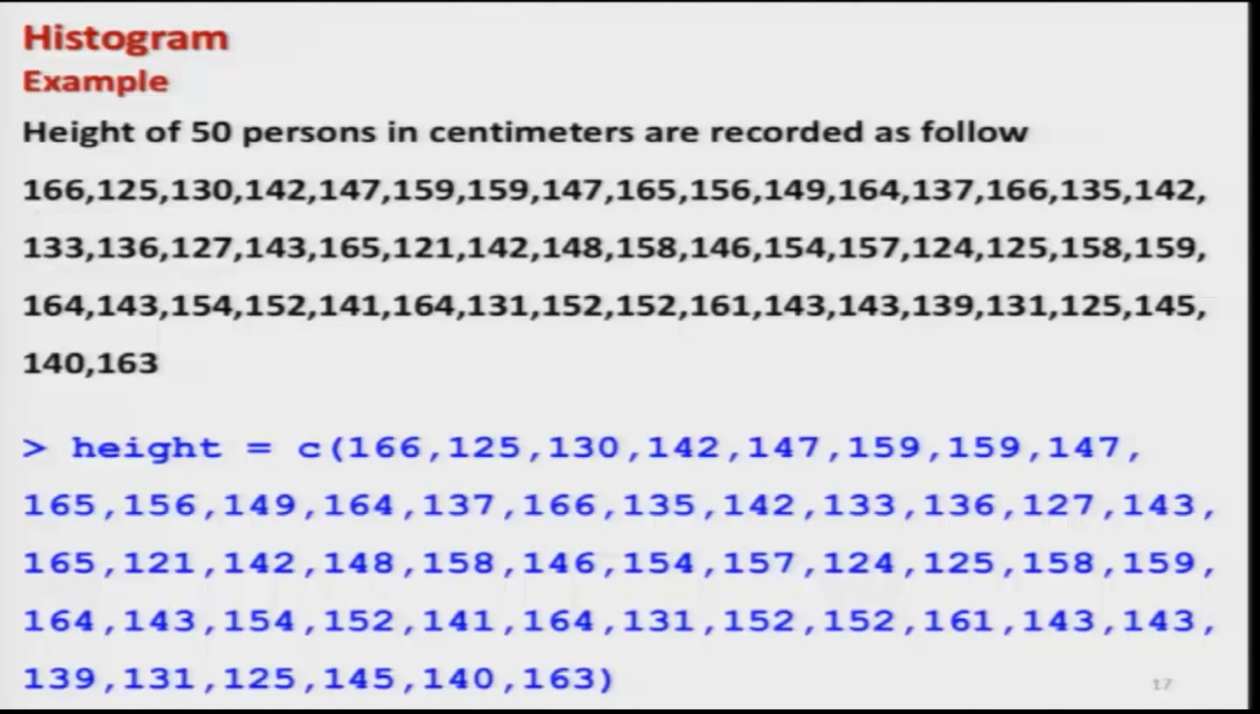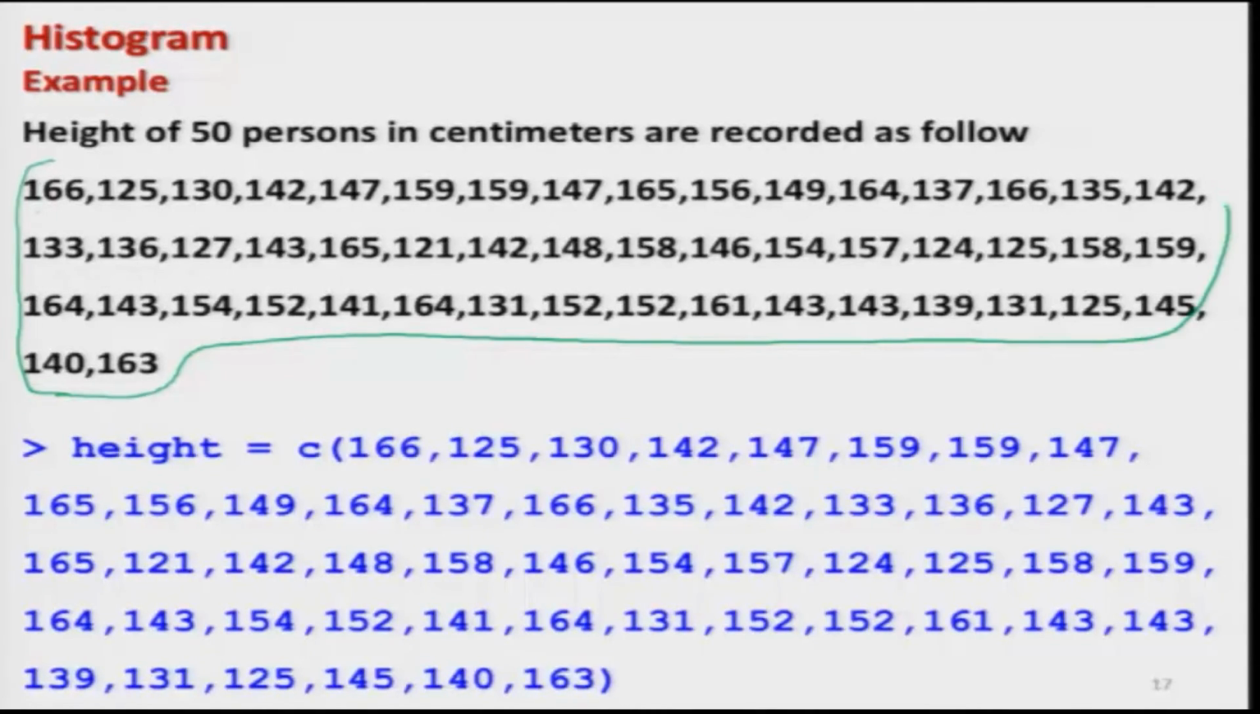So, in this example we have the heights of 50 persons recorded in centimeters. Now, you can look at these values. Do you think that at first glance you are getting any information contained inside the data? It is very difficult, and that is the advantage of using the histogram, that it will try to reveal the information contained inside this set of data.